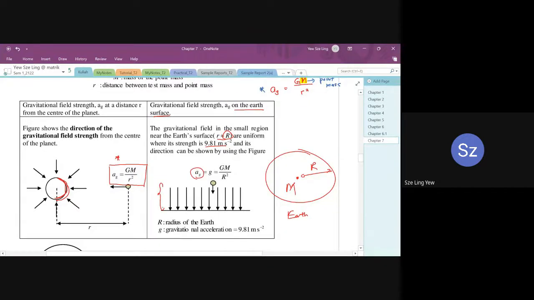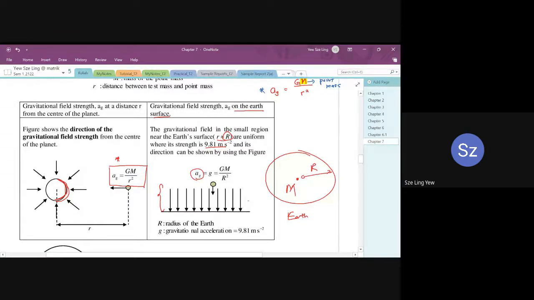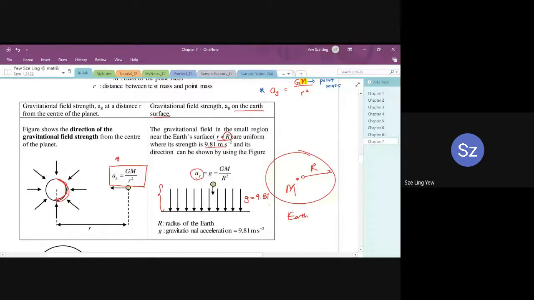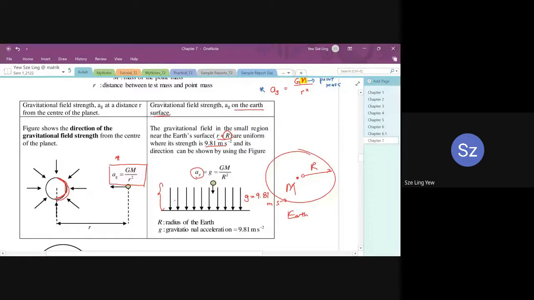Because when it's very close to the surface, we assume the gravitational field lines are a set of uniform lines. Therefore, it has a constant value where g is equal to 9.81 m s^-2. Because we assume it's uniform, we assume it has a constant value when it is close to the surface of the Earth. When it is far away, then it's no longer uniform. Then you have to calculate it by using Ag equals Gm over r squared, right?